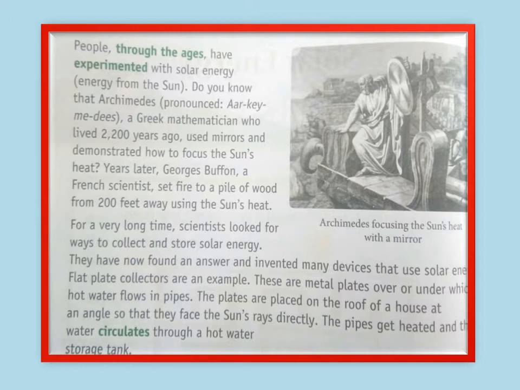Let's see one person, Archimedes, a Greek mathematician. The name is pronounced like this: Archimedes. A Greek mathematician who lived 2200 years ago used mirrors and demonstrated how to focus the sun's heat. You can see in the image Archimedes focusing the sun's heat with a mirror. He used mirrors and explained how to focus the sun's heat.